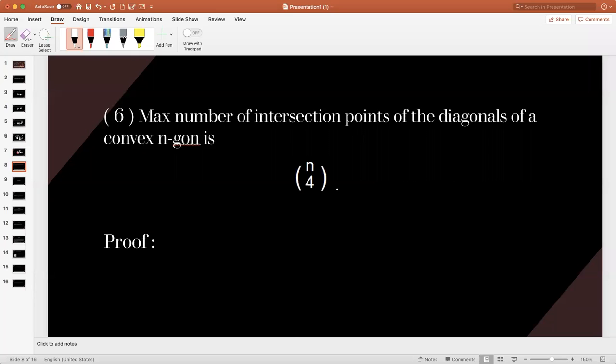In our sixth formula, we talk about the maximum number of intersections of diagonals in a convex n-gon. We have a pentagon again, with 5 sides. Let me change this actually. I think I wrote this wrong. Let me change it. Let's just change this completely.